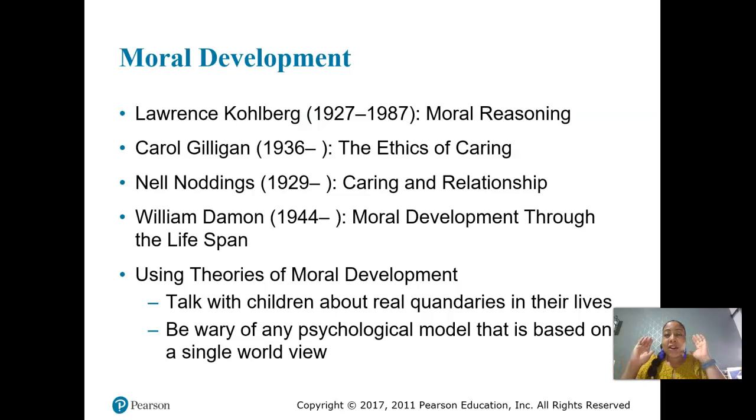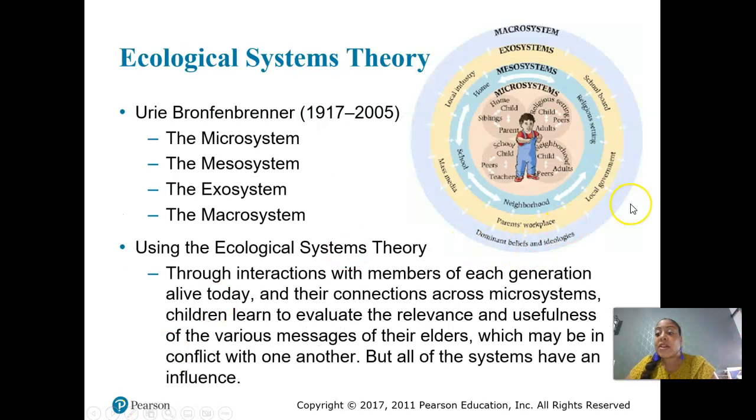Oftentimes we kind of get caught up in our own bubble, and that might be a very narrow-minded view, Eurocentric view. It could be a westernized view. So be wary about narrowed views, and it needs to be more open-ended. This one is one of my favorites. I love Urie Bronfenbrenner's ecological systems theory. So through this ecological systems theory, through interactions with members of each generation alive today and their connections across the microsystems, children learn to evaluate the relevance and usefulness of the various messages of their elders, which may be in conflict with one another. But all of the systems have an influence.